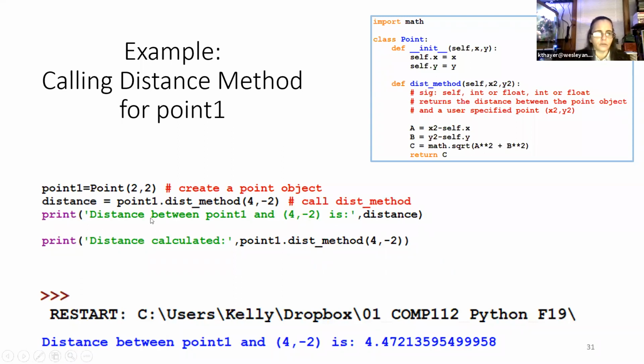So then it's able to compute the distance between point 1 and (4, -2), and then it will report back the distance. And here is the distance calculated, point1.distance method of (4, -2). So here it is over here just for our reference. And so when this happens, it's going to compute the distance between them. And again, that comes out to 4.47 as we saw before. So this is how you would move it into being a method and how you would be able to call that and actually calculate the distance.